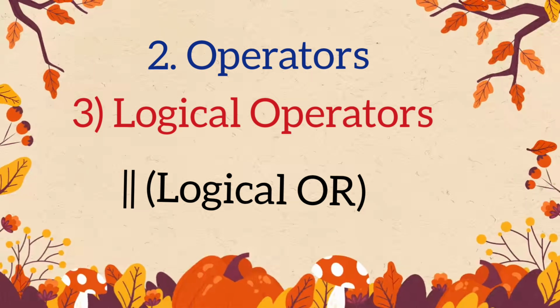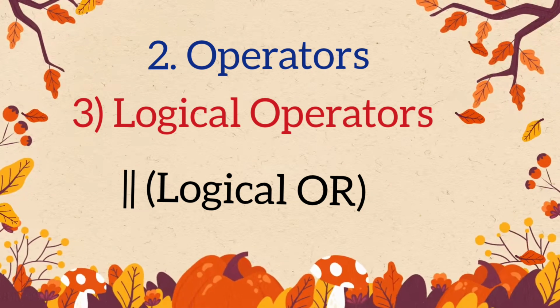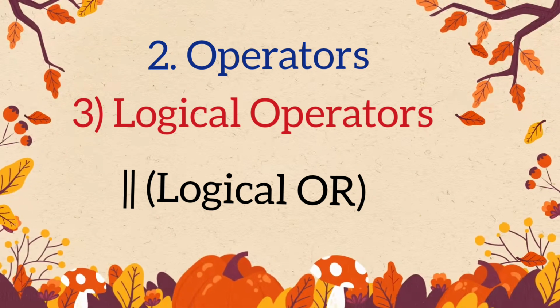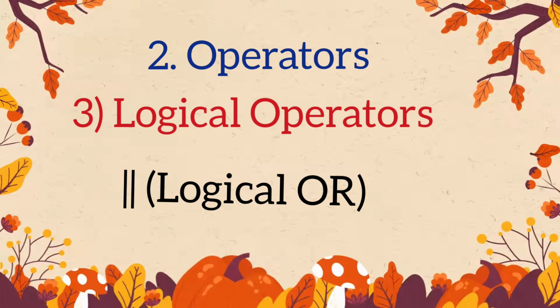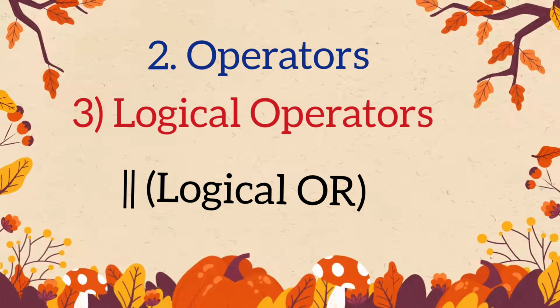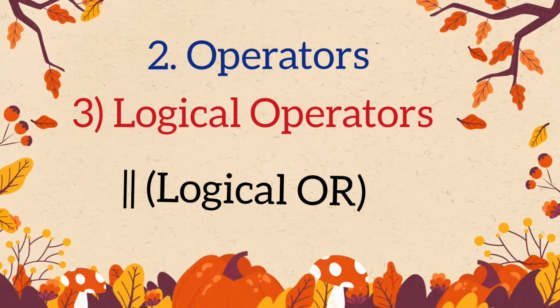Next we are going to study the double vertical bar, that is basically the logical or operator. This means that among the conditions, even if any one of the conditions is true, then also the overall statement will be true. But if all the conditions given are false, then only the overall statement will be false, otherwise not.